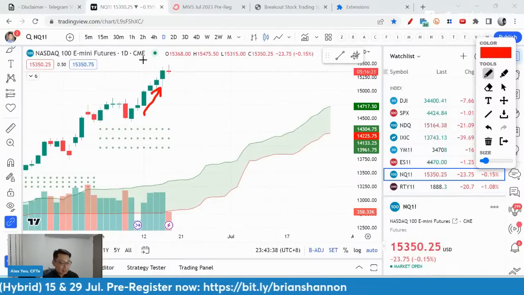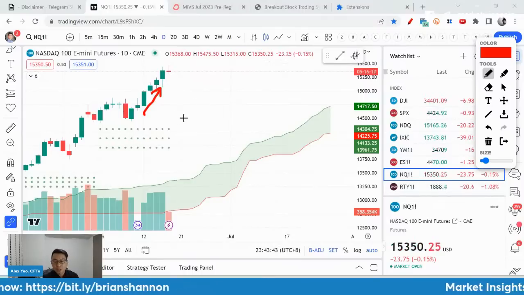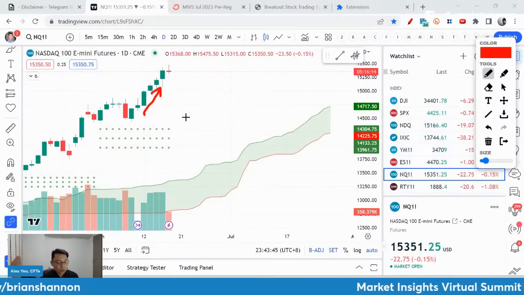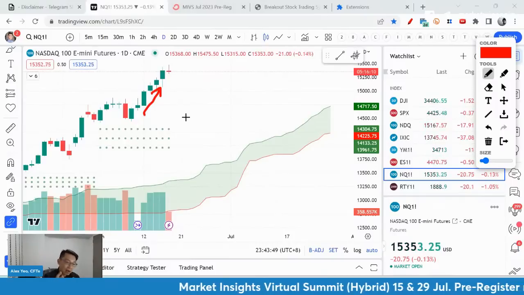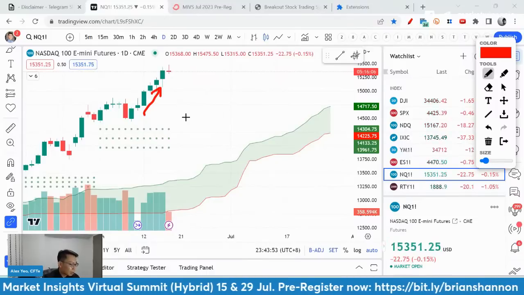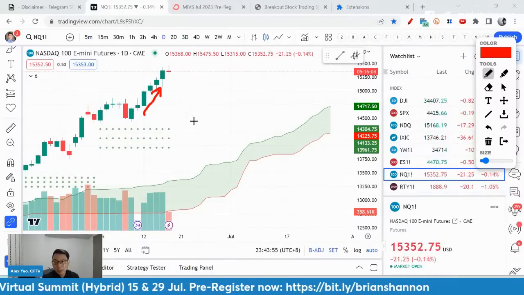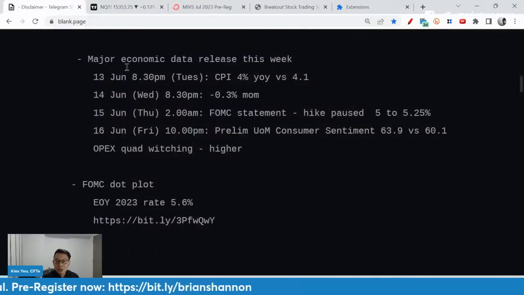Yeah, I mentioned, if I'm not mistaken, that OPEX tends to be a bit stronger, and after OPEX the market tends to be weaker. Later I will try to explain this phenomenon if I have the time. It is actually not that easy to explain, and I hope I can explain it as simply as possible. So these are the major economic data.